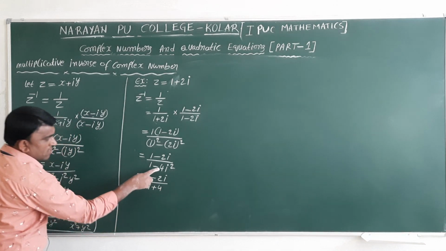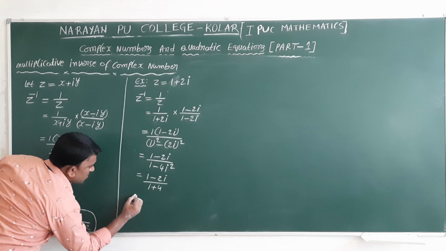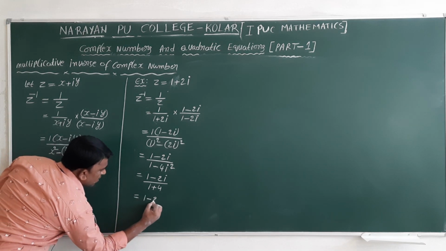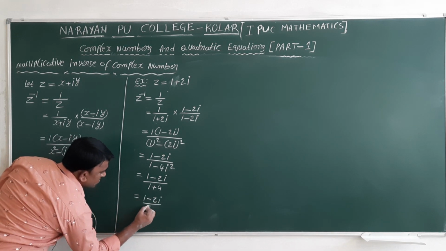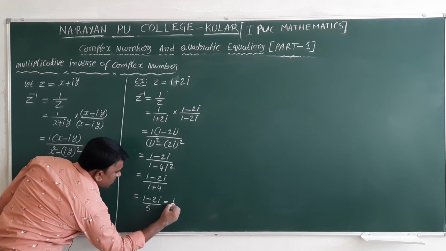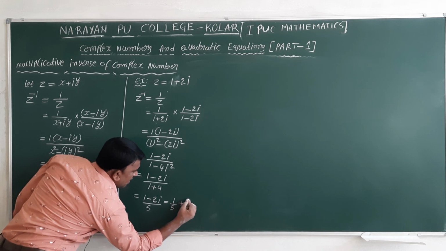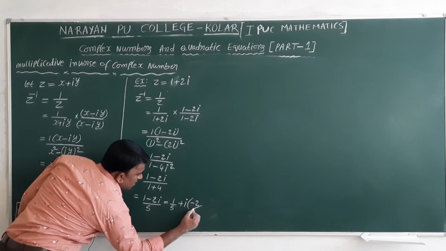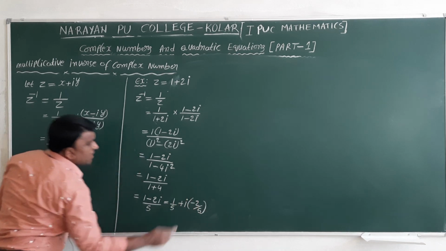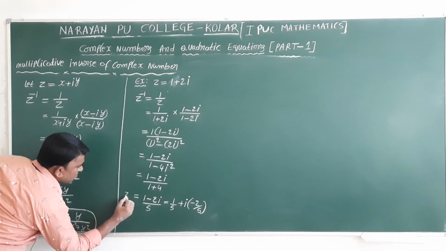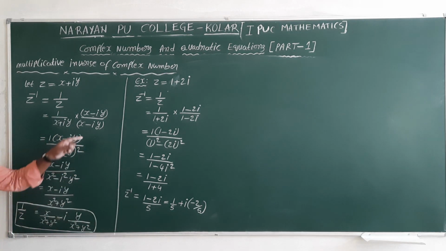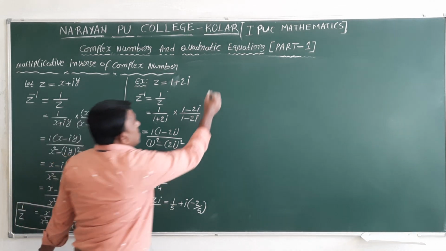So i square is minus 1, that's minus of minus plus. So 1 minus 2i by 5. If you want to write the standard form, 1 by 5 plus i into minus 2 by 5. This is the multiplicative inverse of the given complex number z equal to 1 plus 2i.